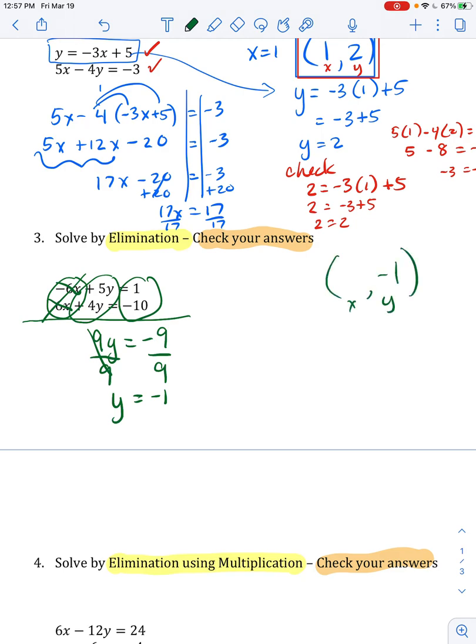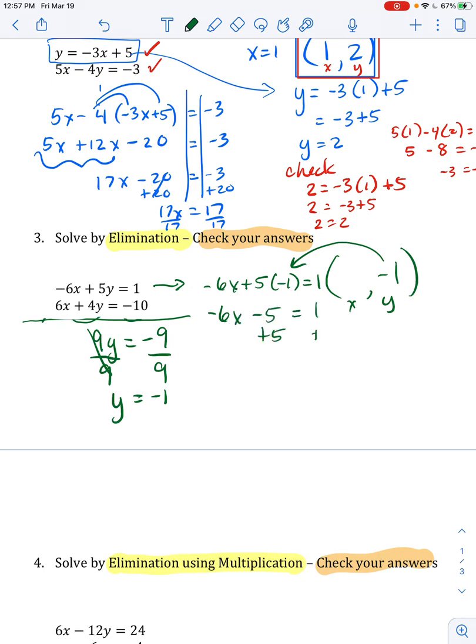So I put it into the y place of my solution set. But now I need to go back to one of these equations. It doesn't matter which one. And I need to put in for y the number that I just got in order to find x. So I'm using the top equation, putting in my y as the y value. So -6x minus 5 equals 1. And then I'm just doing the algebra we learned earlier in the year. Dividing out my -6, I find out that x is -1 as well.